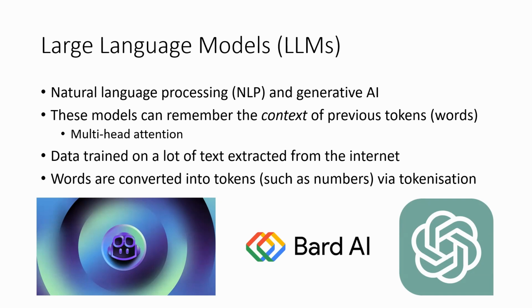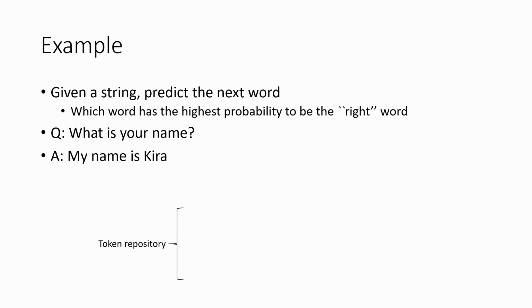So we're actually training a model to imitate how humans behave. We're training chat to talk like a human, teaching it how to respond like a human. So the first thing we need to do is convert words into tokens. So what might that look like?